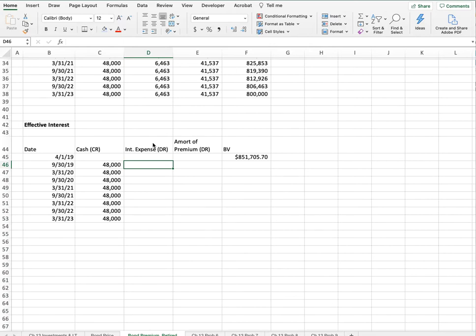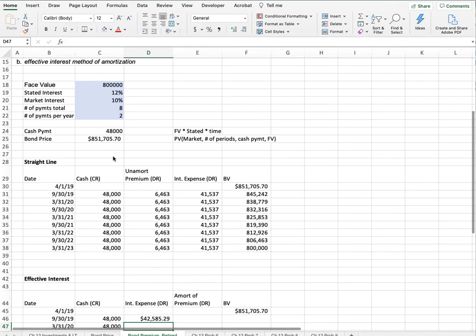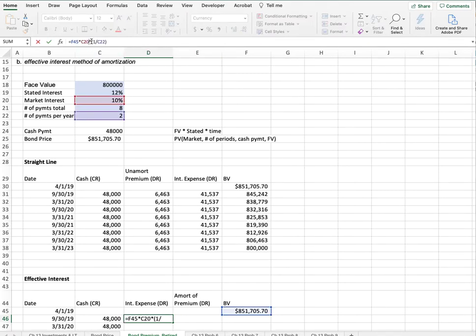All right, so our effective interest expense is going to be equal to our previous book value, and we don't want that to be an absolute cell reference because we want that to drag down every time, times our effective interest rate, so that 10%, times our time, and we get 42,585.29. And so then I should have locked in up here the effective interest, so we'll make that absolute. We'll make our time absolute.